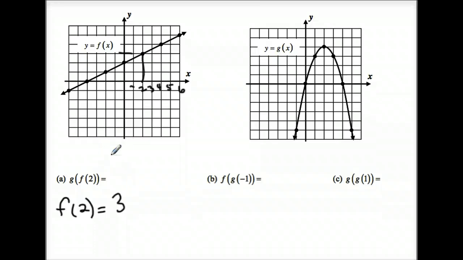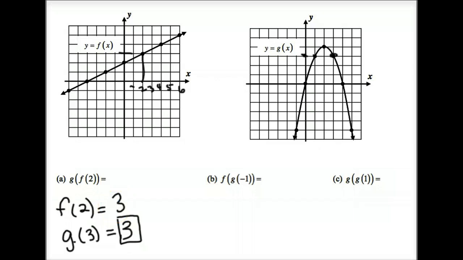Now same thing applies. I replace my f of 2 with the output. So now I'm going to find g of 3. Go to my g function, and I want to find g of 3, which is 1, 2, 3, and I go up. It's this point right here. And what's my y value at this point? 1, 2, 3. So that is 3.